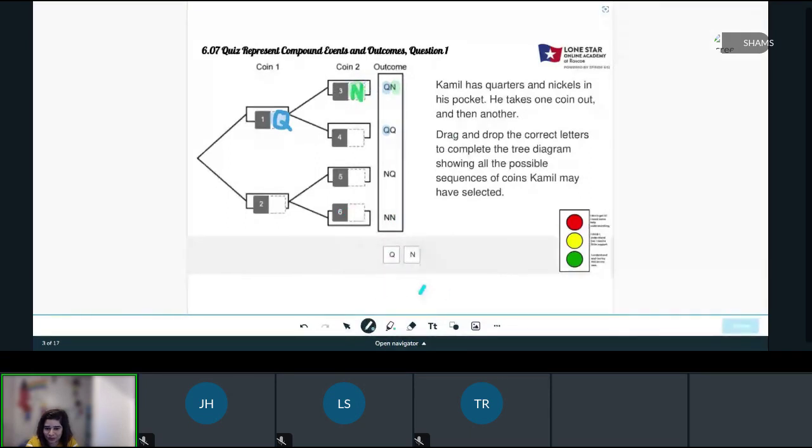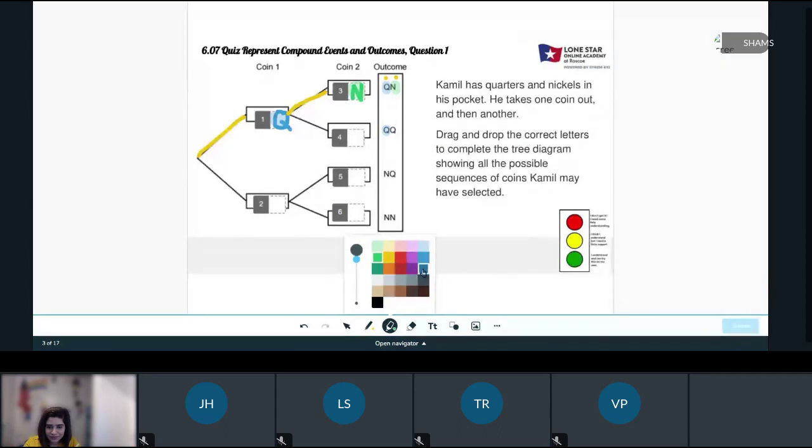Now, if I want to read my tree diagram, it's easy. I start from here: Q, there we got the Q. I follow along the branch, it says N, and I got my N. This is how the outcomes help us put the names of the big branch and the smaller branches of the tree. All you're supposed to do is drag and drop to complete the letters of the tree diagram.